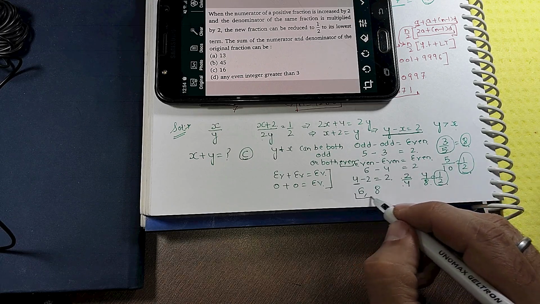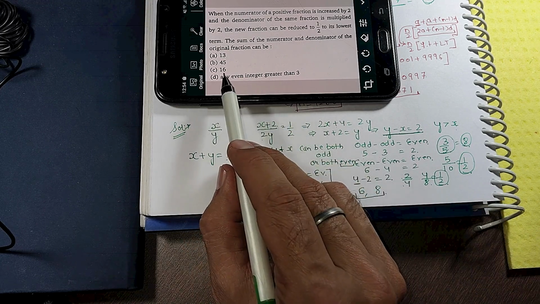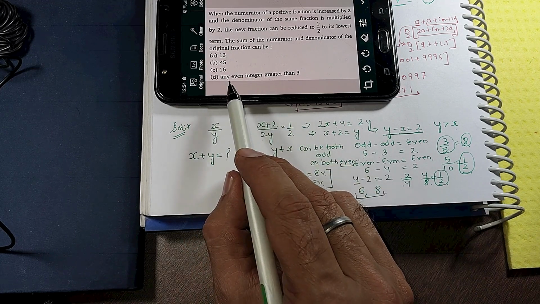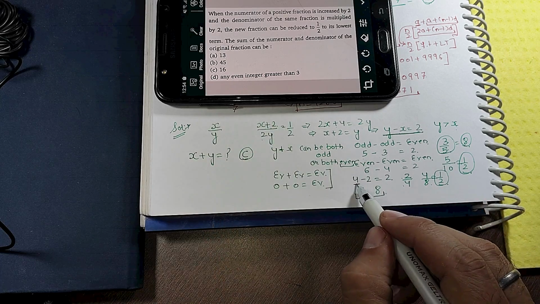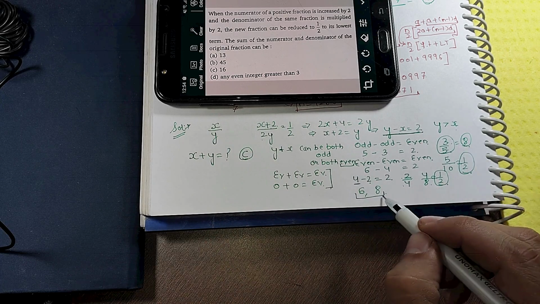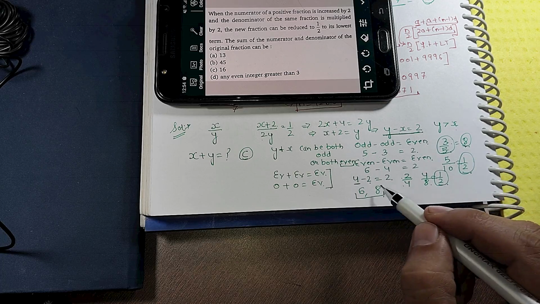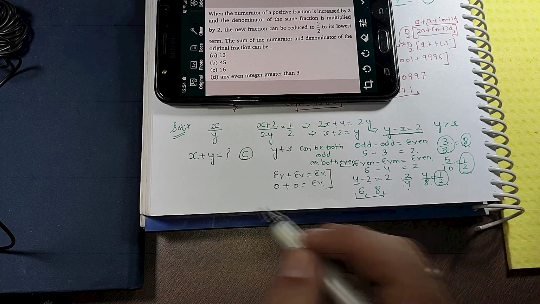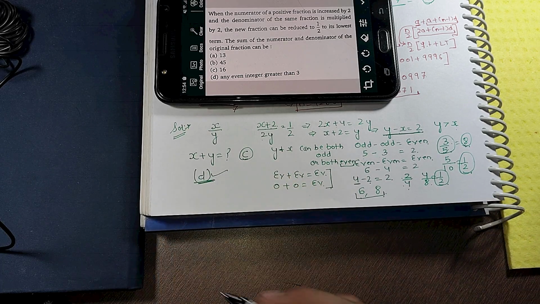So we can generalize this: any even integer greater than 3. 16 is also a solution, but it is a particular solution. The generalized solution is any even integer, because we have seen by taking the lowest integers for even as well as odd, we are getting x plus y equal to 8 in this case, and here x plus y equal to 6. So we will say option D is the right answer, that it can be any even integer greater than 3.